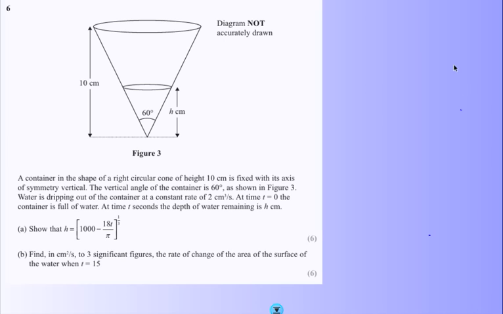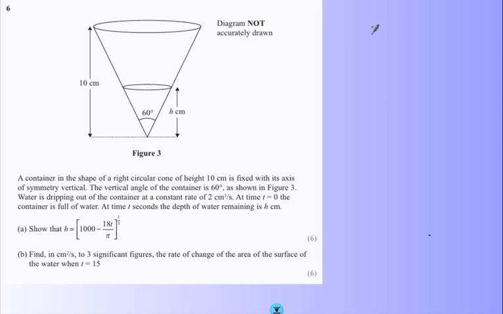Okay, rates of change, differentiation, integration. Let's get going on this. The first problem here is part A, working out this height. We've got a circular cone, water dripping out of it at a certain rate, 2 centimetres cubed per second. What's the height after time t?